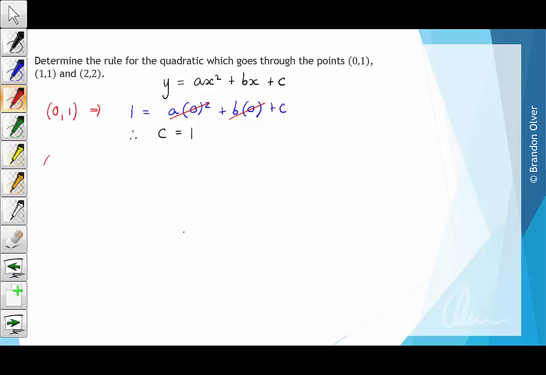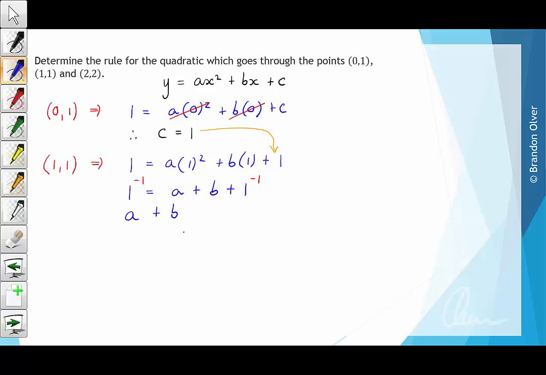So now we substitute in our next point, which is going to be the point (1, 1). From that, we get that 1 = a times 1² + b times 1 + c, which is 1. So we're just substituting c = 1 into there. We clean this up and we get 1 = a + b + 1. If we subtract 1 from both sides, we get a + b = 0. So therefore we can say that b = -a.